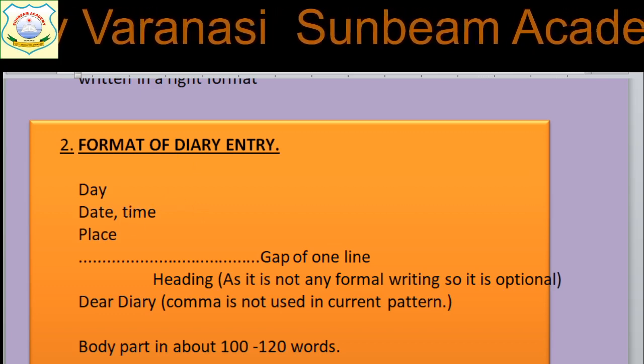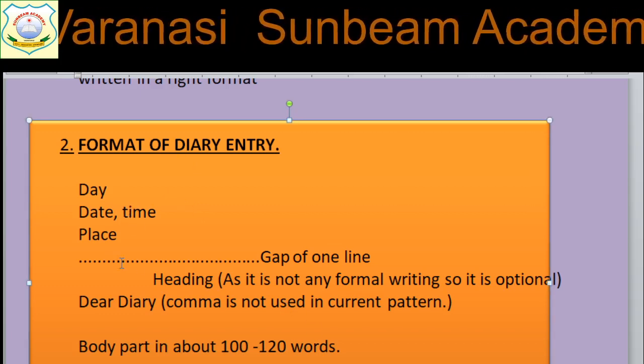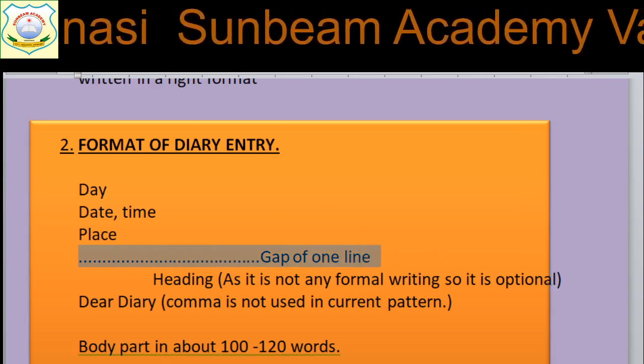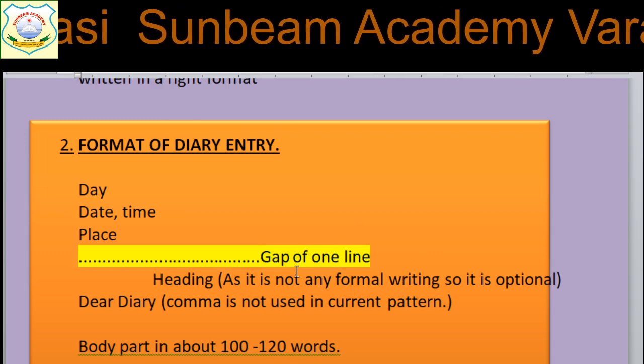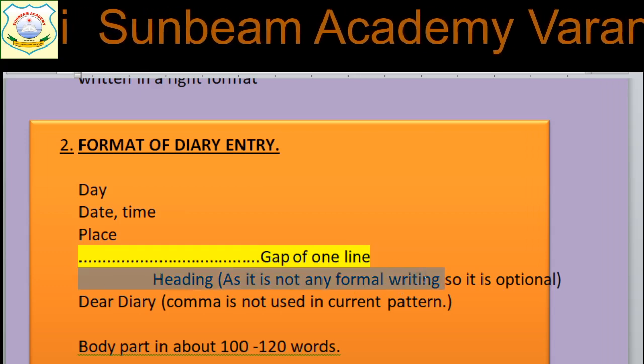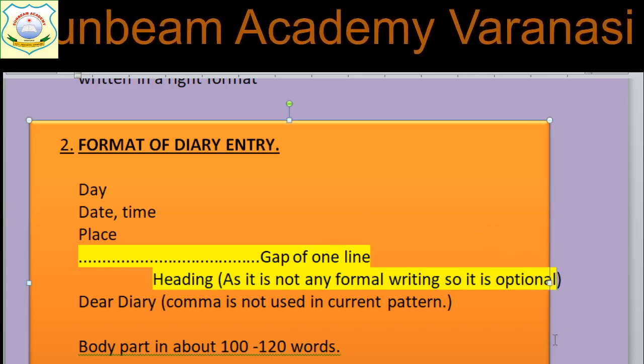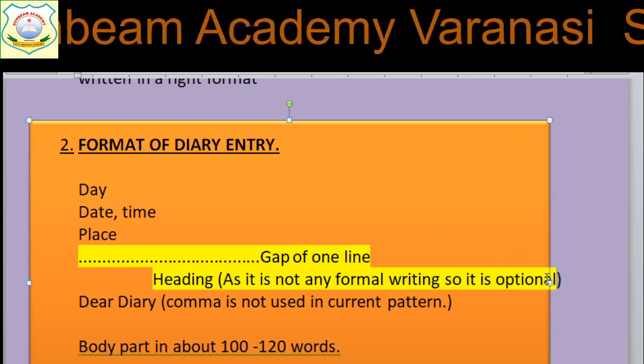Next, children, there should be a gap of one line. You should not write anything in this line. And then in another line, you may write any heading. You may write any heading, children.